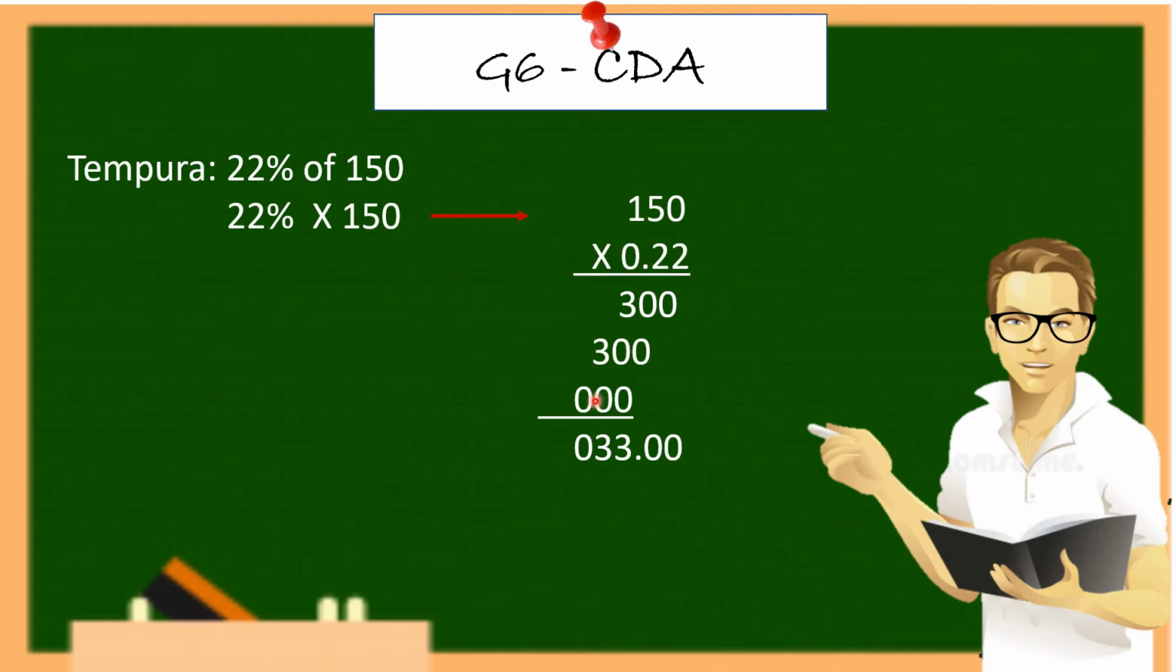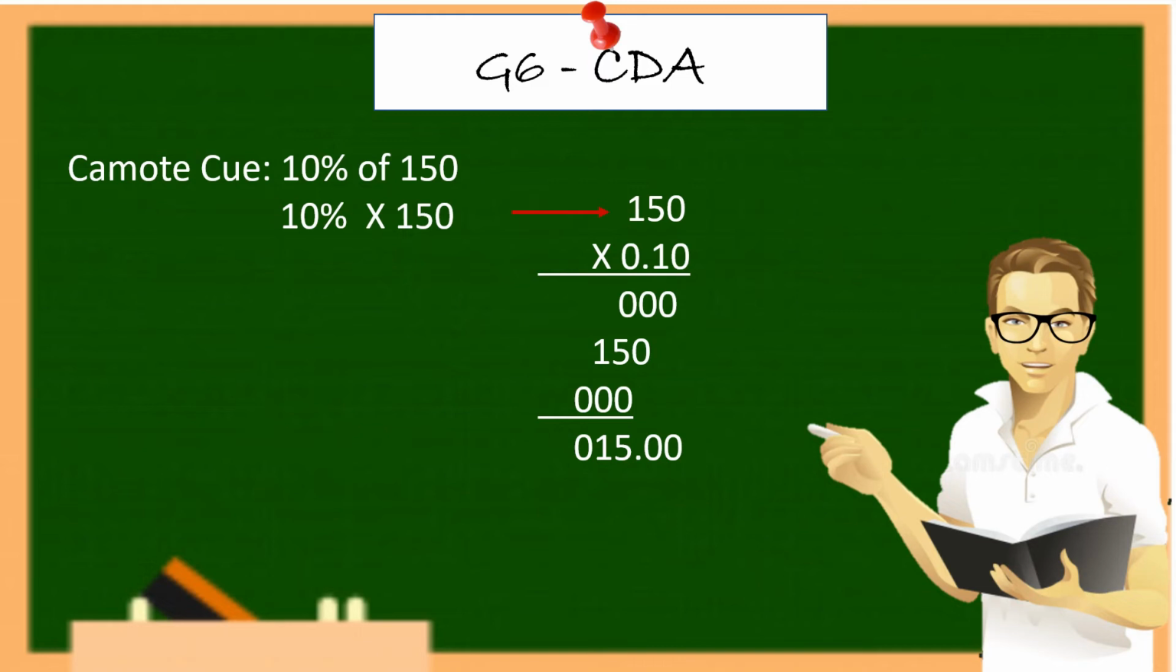The answer is 300. So we just add. Bring down 0. 0, and 3 plus 0 is 3. 3 plus 0 is 3. So bring down 0. So the answer is 33. Remember, guys, the answer is 33 for tempura. This is the 22% of 150.